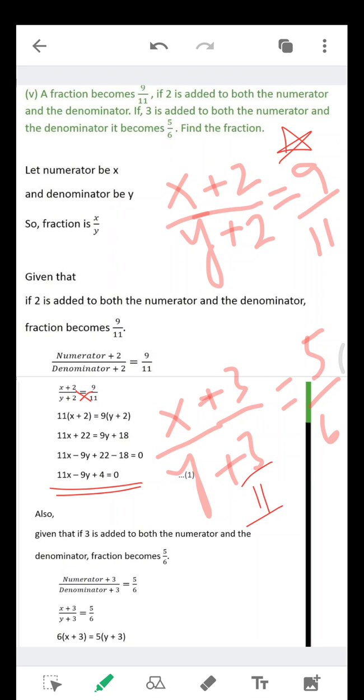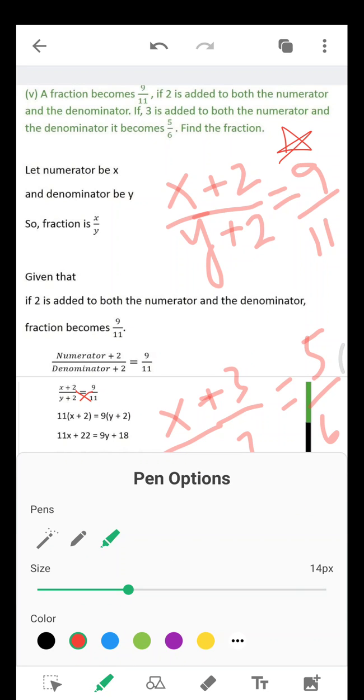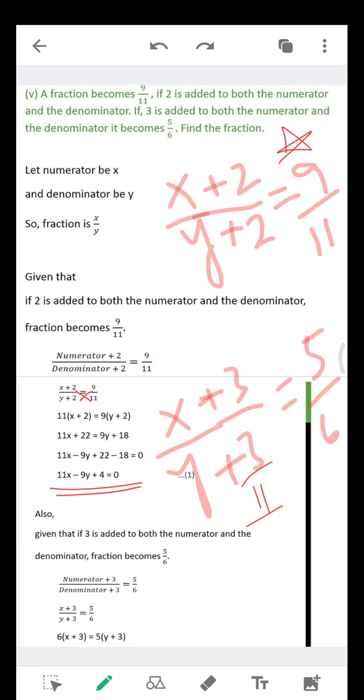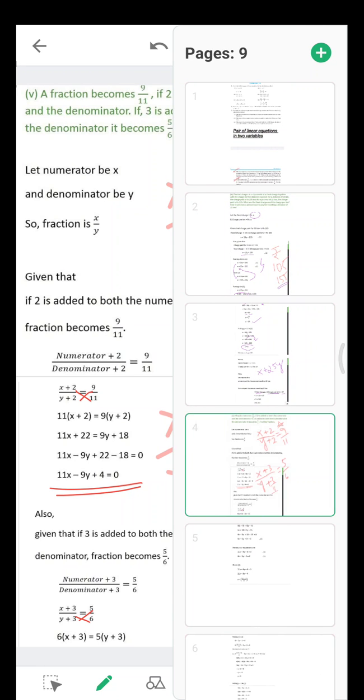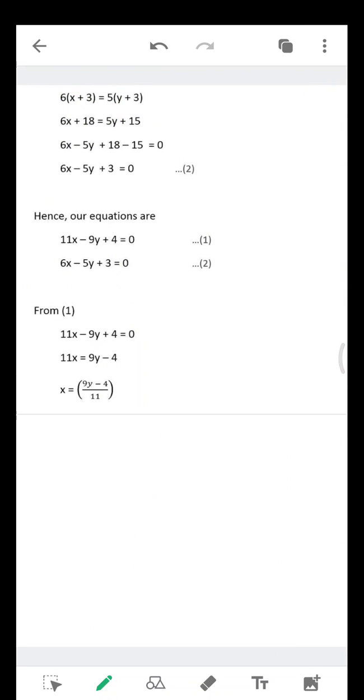So here we have done the same thing. We can see x plus 3 by y plus 3 is equal to 5 by 6. Cross multiplying here also, we'll get 6 into x plus 3, 5 into y plus 3, and simplifying it further, 6x plus 18, and 5y plus 15. If I bring all the terms to the left, 6x minus 5y plus 18 minus 15, so 6x minus 5y plus 3.